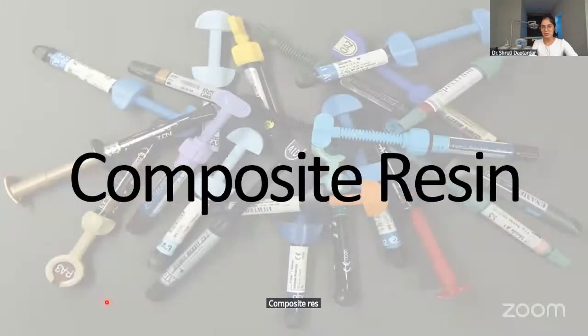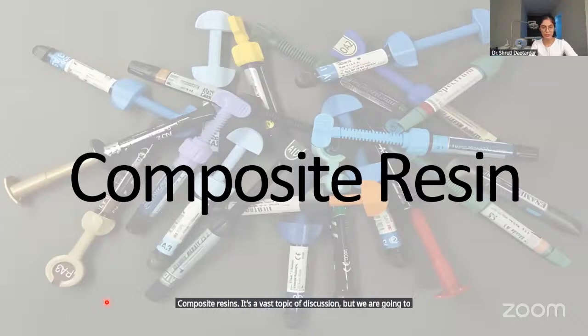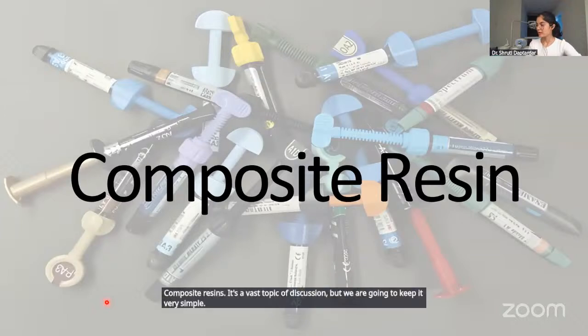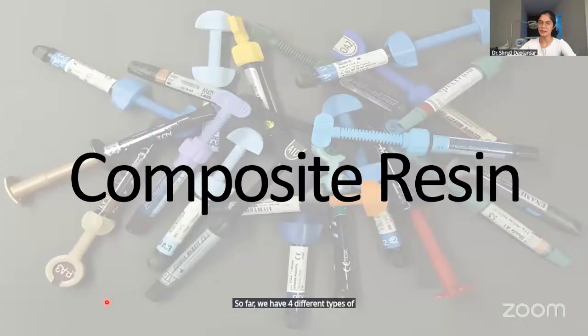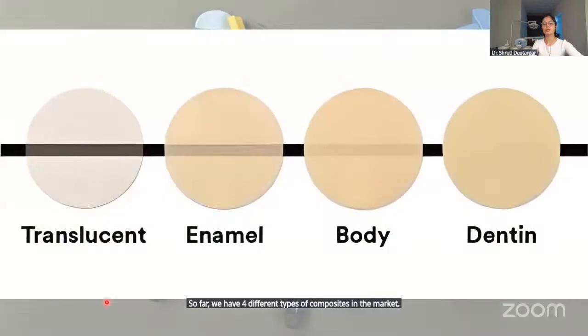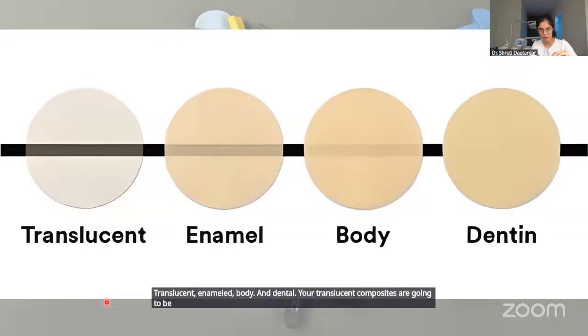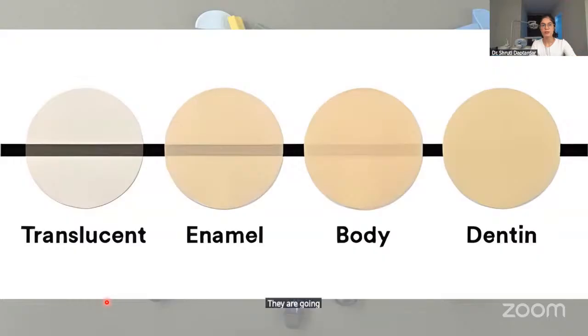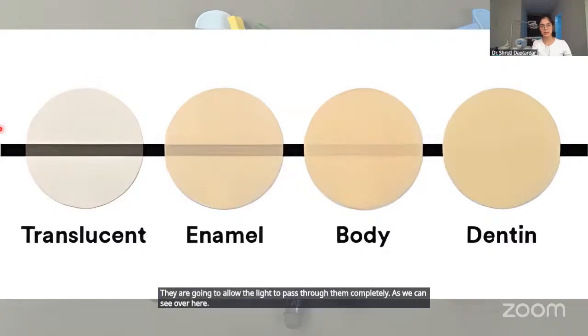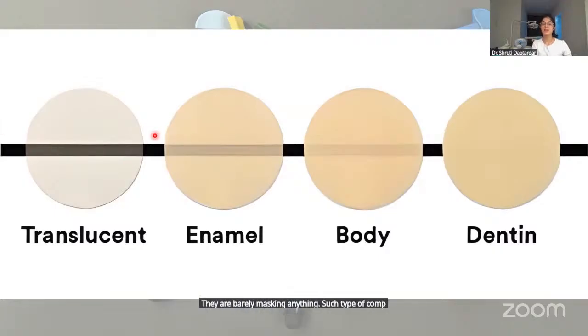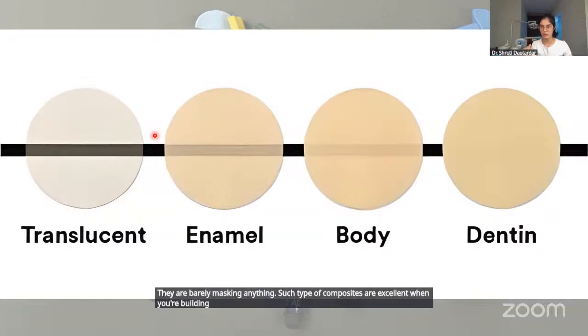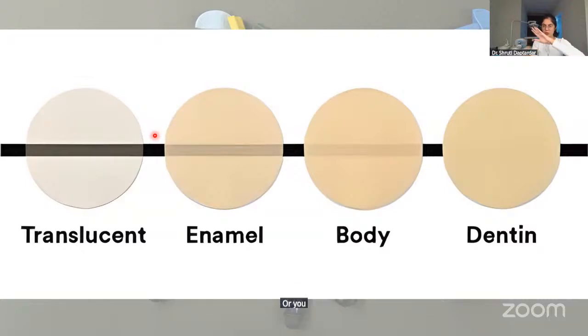Composite resins. It's a vast topic of discussion, but we are going to keep it very simple. So far, we have 4 different types of composites in the market: translucent, enamel, body, and dentine. Your translucent composites are going to be achromatic in nature. They are going to allow the light to pass through them completely. As we can see over here, they are barely masking anything. Such type of composites are excellent when you're building a palatal shell, or you just have to add a thin layer after you have completed the entire restoration.